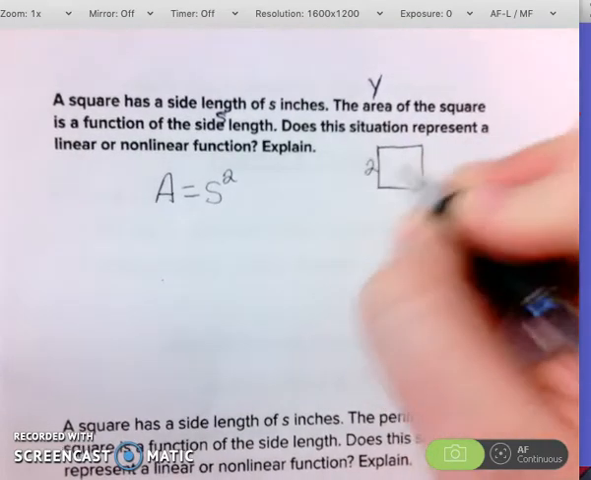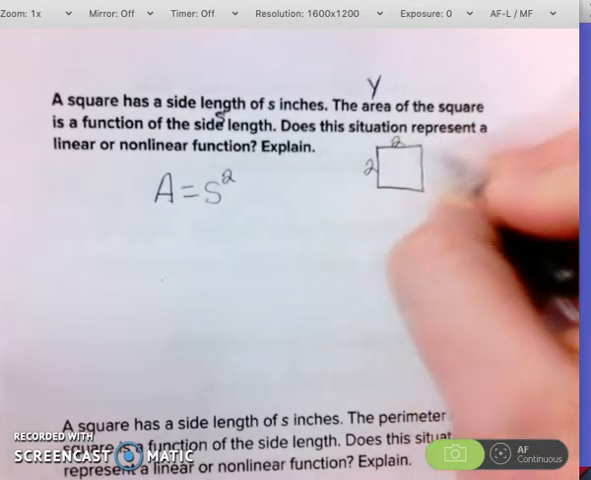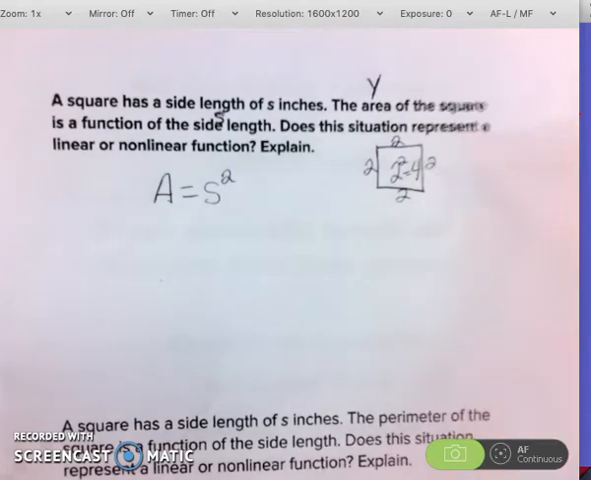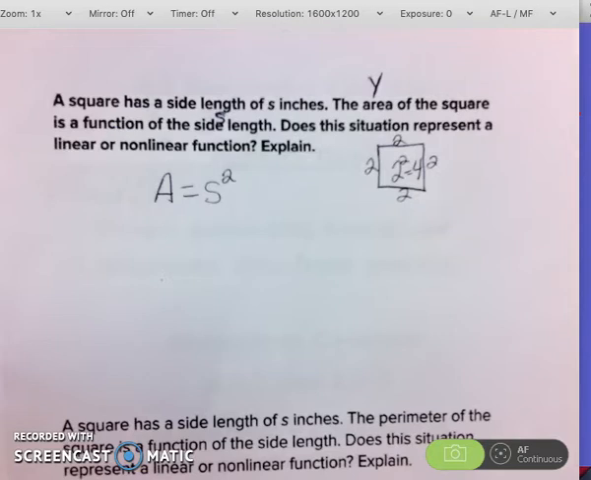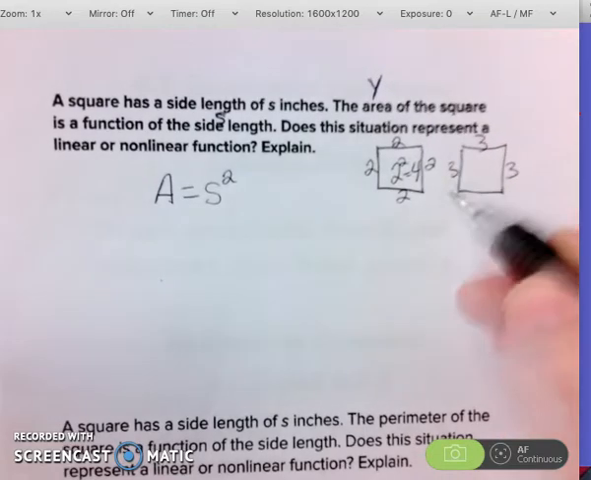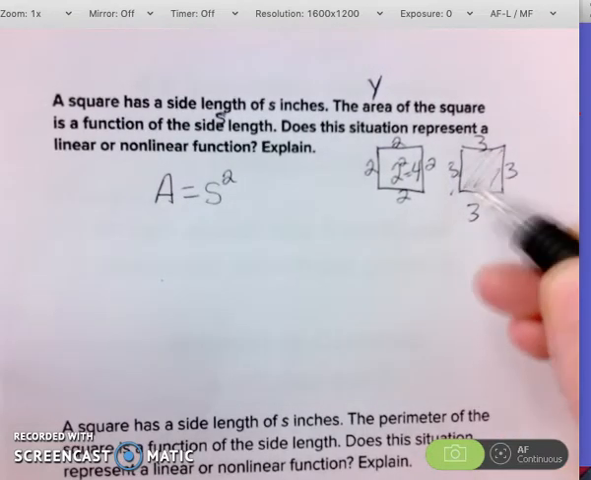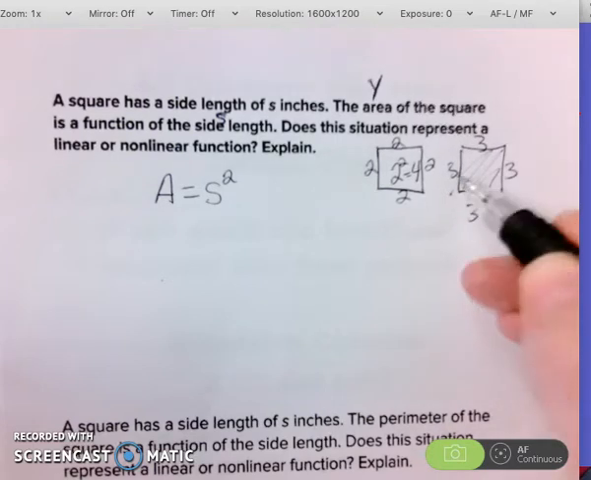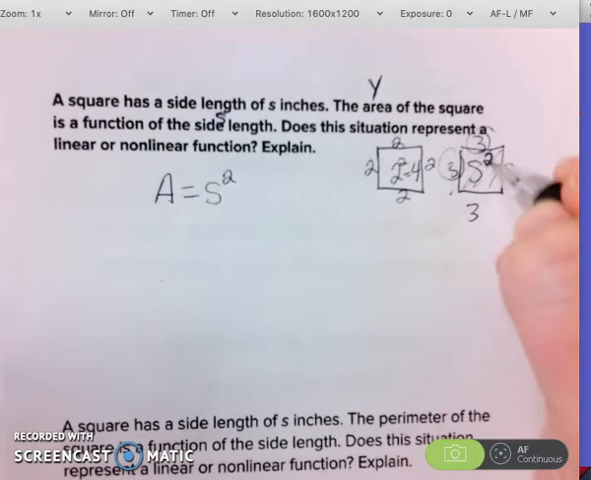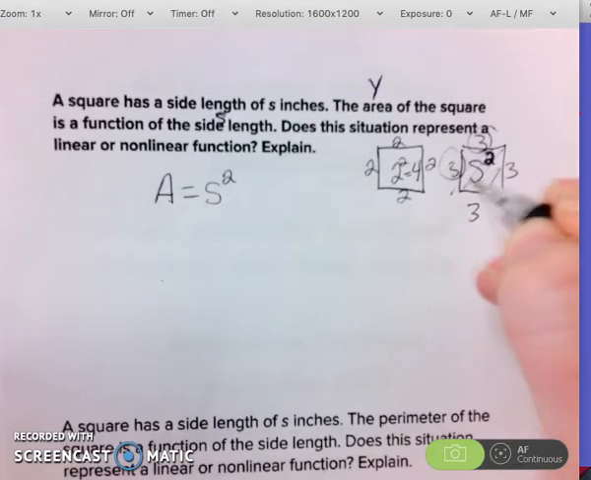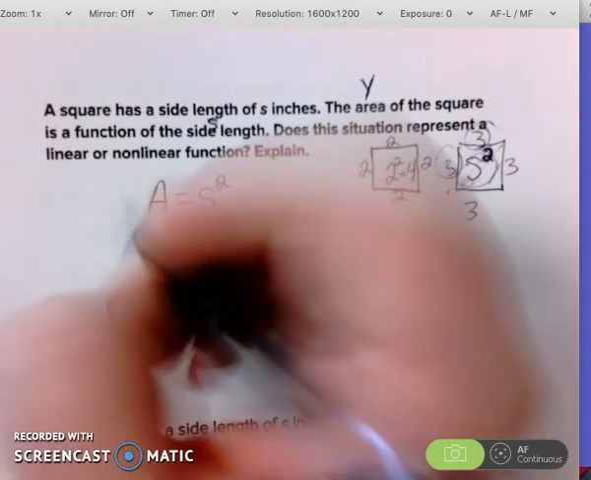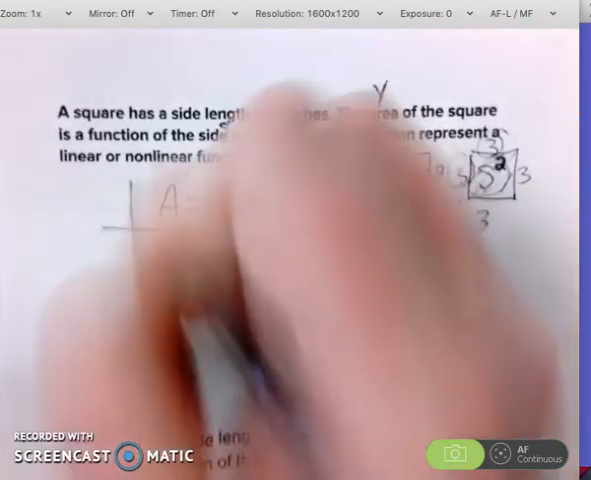So if the side is 2, all of the sides are 2, correct? So then 2 squared would be the area. And that's going to work for any square. If the square is 3, all 3, you could do 3 times 3 to find the area. Because it's a square, these are always going to be the same. So it's just the side length multiplied by itself, and that's what this 2 means here. It's just multiplying s by itself. So 3 times 3 would be the area there.